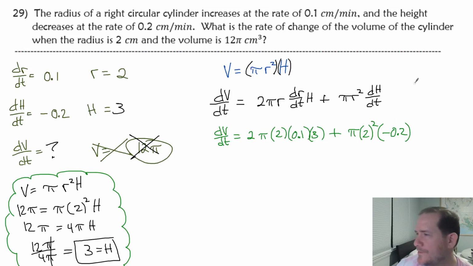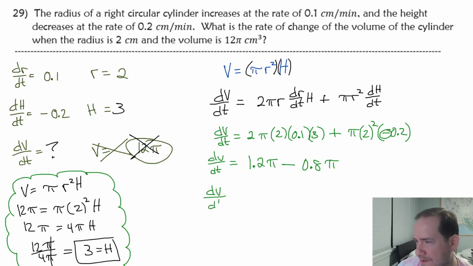Okay, so just do this math. You get dV/dt equals 12 times 0.1, so 1.2 pi. And then since this is negative, we're actually subtracting. 4 times 0.2 is 0.8 pi. And since these both have pi, they're like terms. So we can say that dV/dt is equal to 0.4 pi.